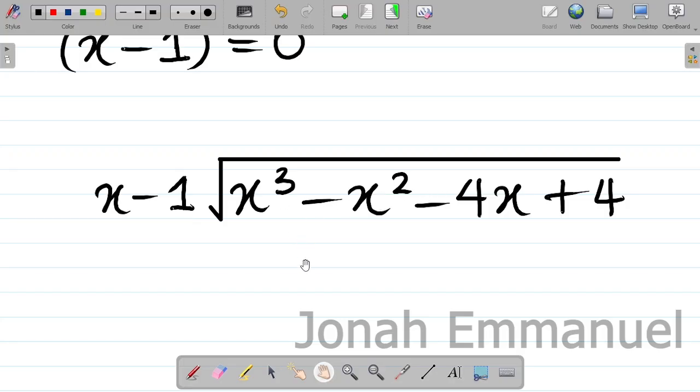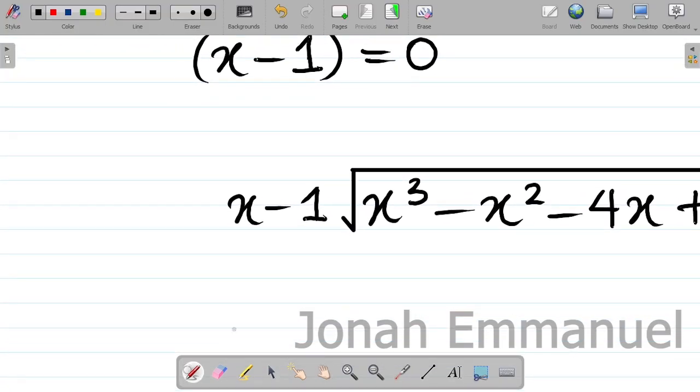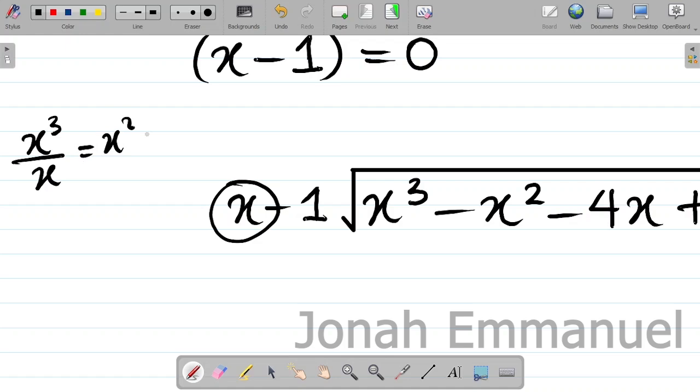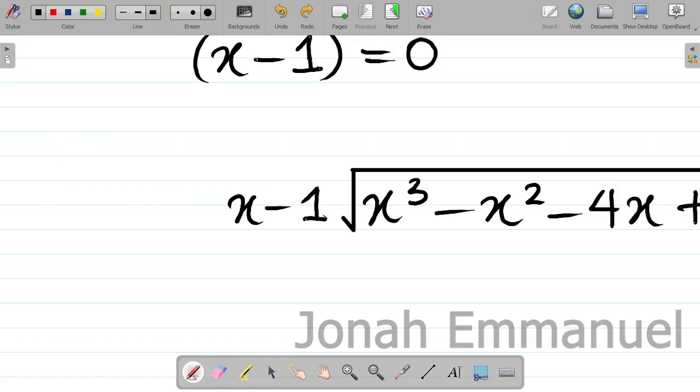Now, to solve this, all you have to do is to take the first terms of each side. By that, I mean the first term here is x cubed. So what I'll have there is x cubed divided by the first term here, which is x. X cubed divided by x gives you x squared. This one here comes to the top, so it becomes x squared here.